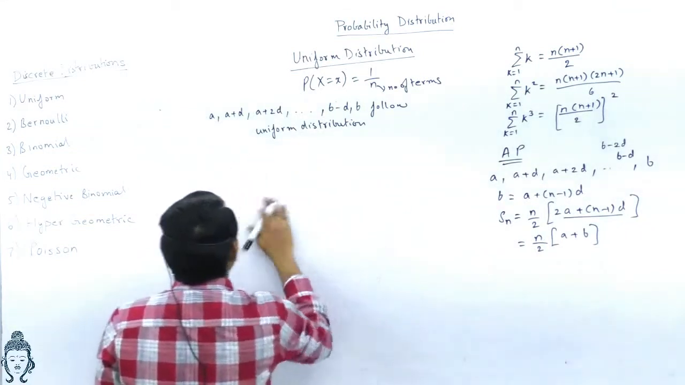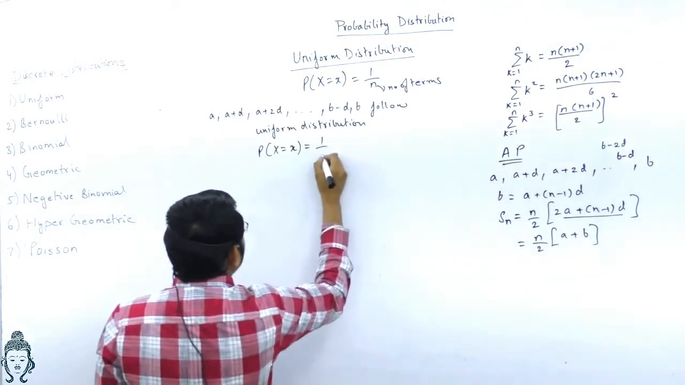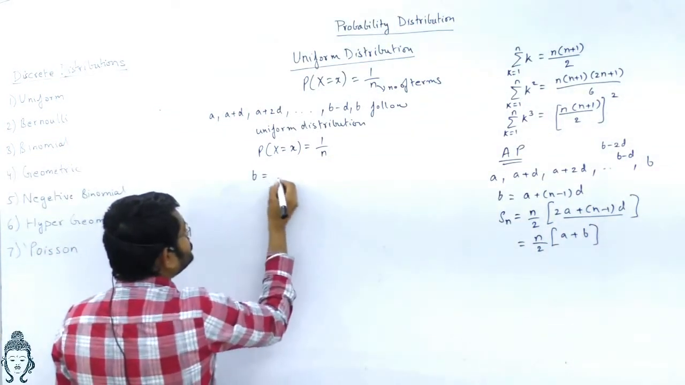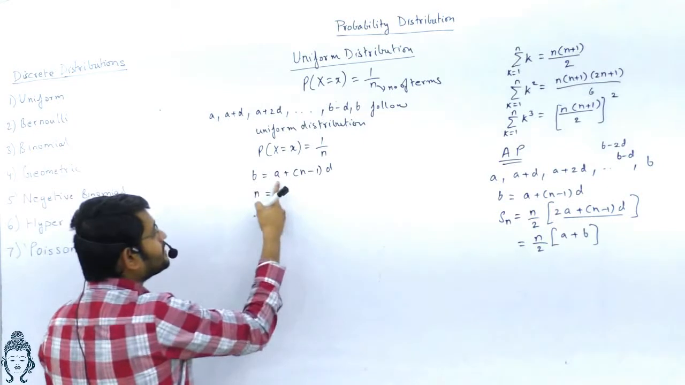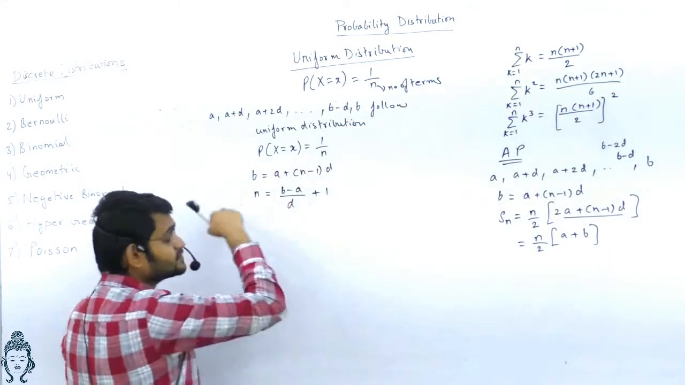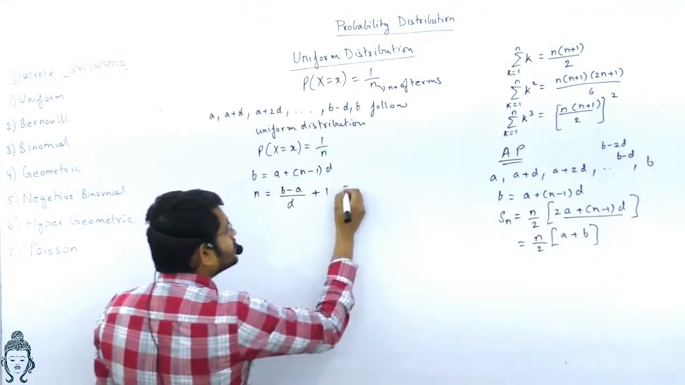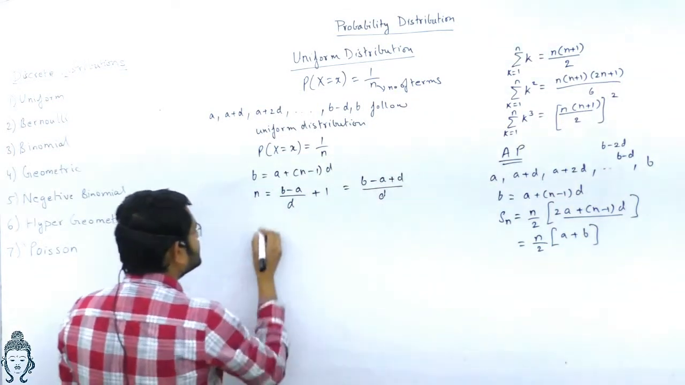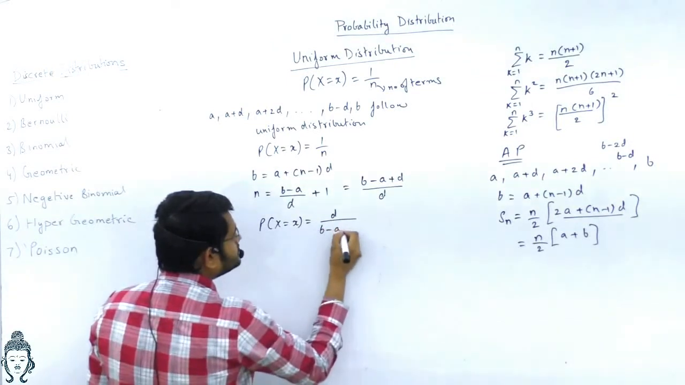So let's move forward. Here we'll say probability of x is nothing but 1 by n, where n can be found from the last term b is equal to a plus n minus 1 d, so n will be nothing but b minus a upon d. So I'll get b minus a upon d plus 1. This is nothing but b minus a plus d upon d. So we can say probability x is equal to x is nothing but d upon b minus a plus d.